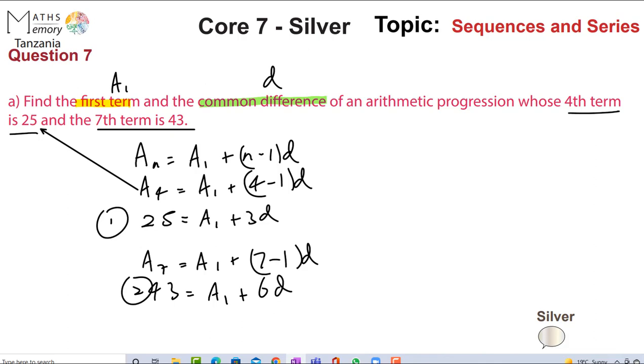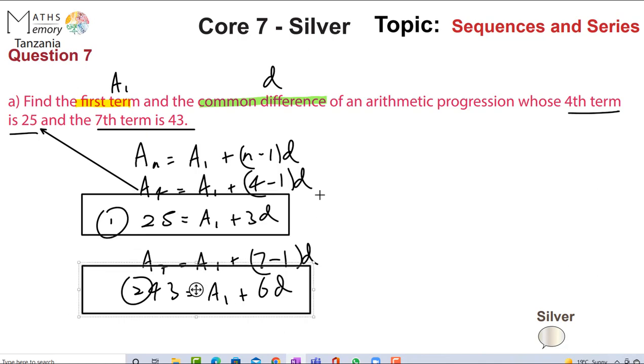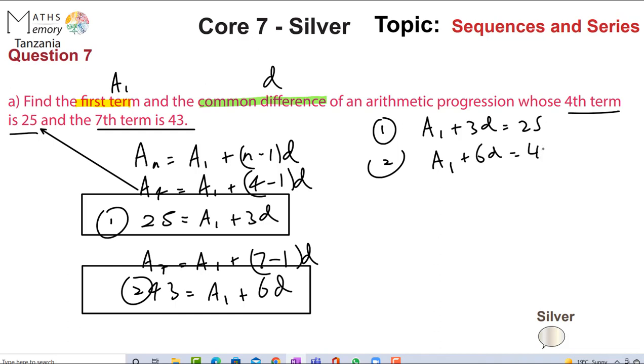These are 2 very important equations over here. We have this one and this one as well. Let's put them underneath each other. This is, guess what, a simultaneous equation. So number 1, we'll write it like this: A1 plus 3d will equal 25. And number 2, we can write A1 plus 6d will equal 43.